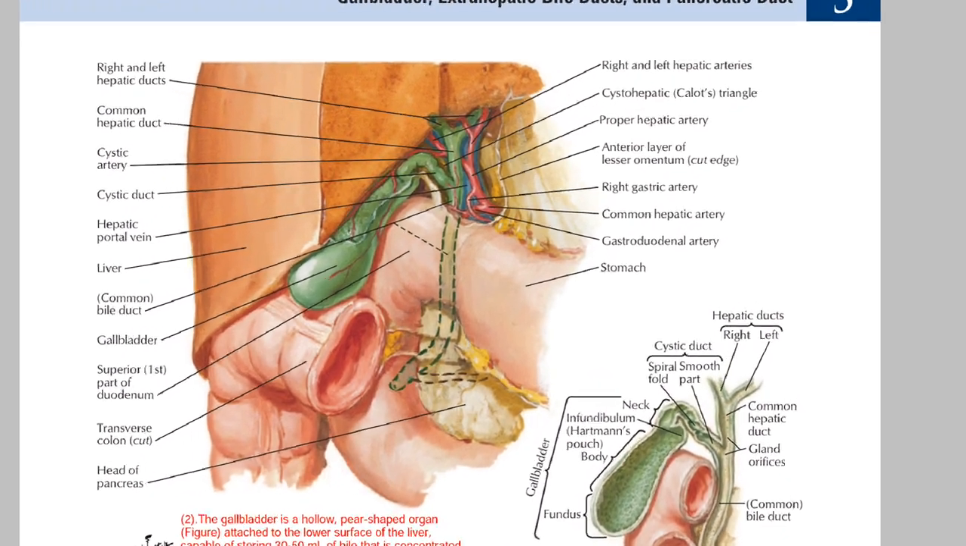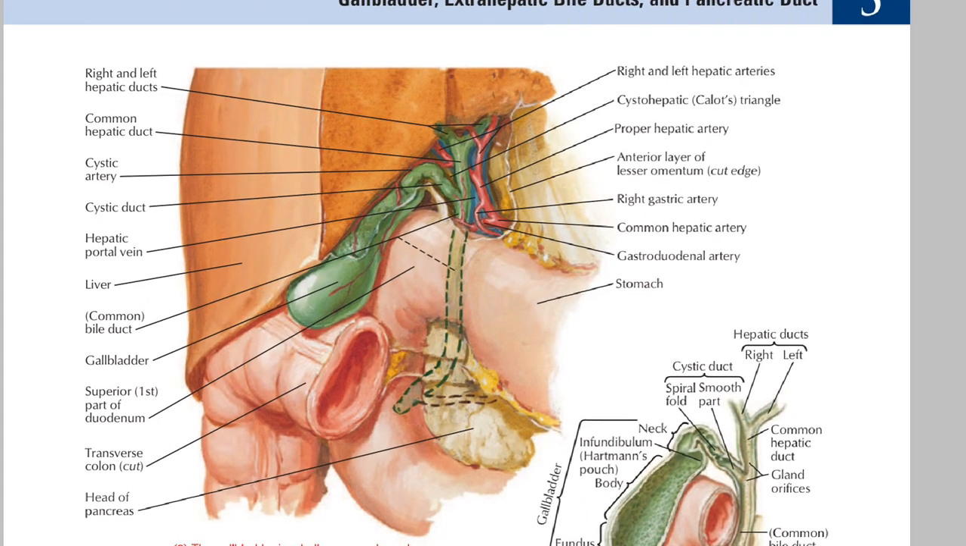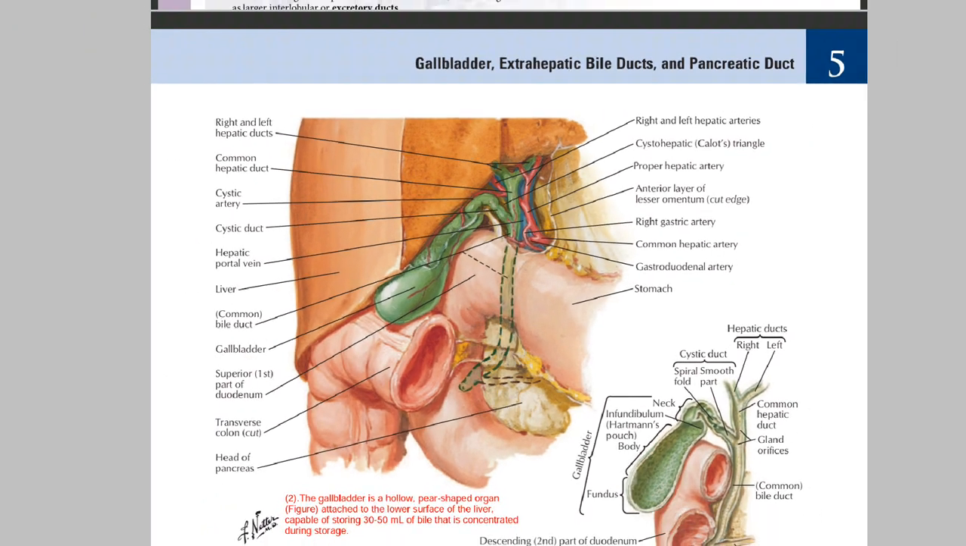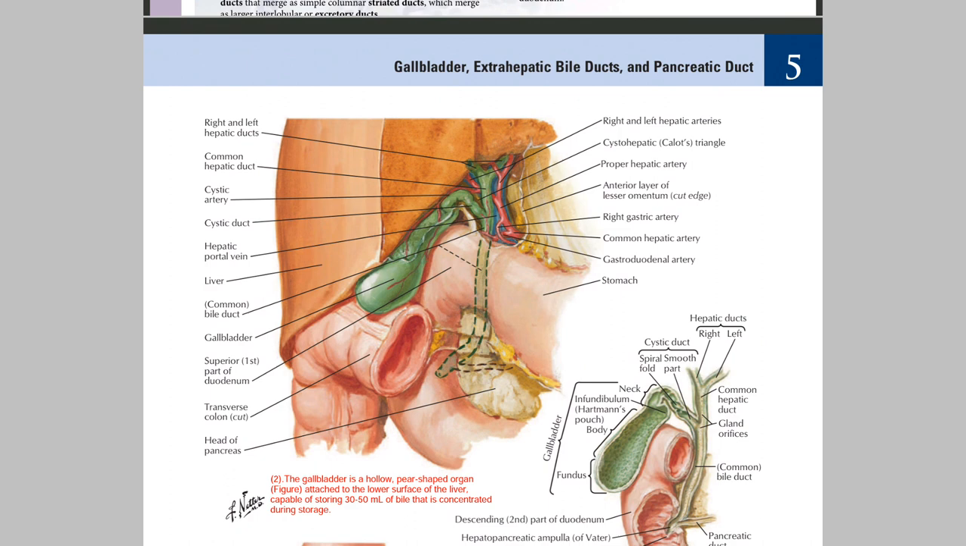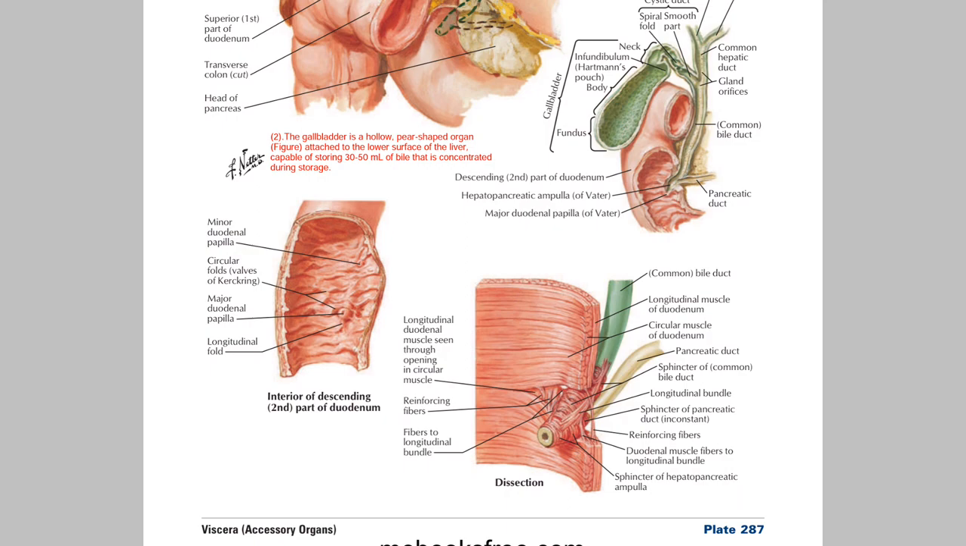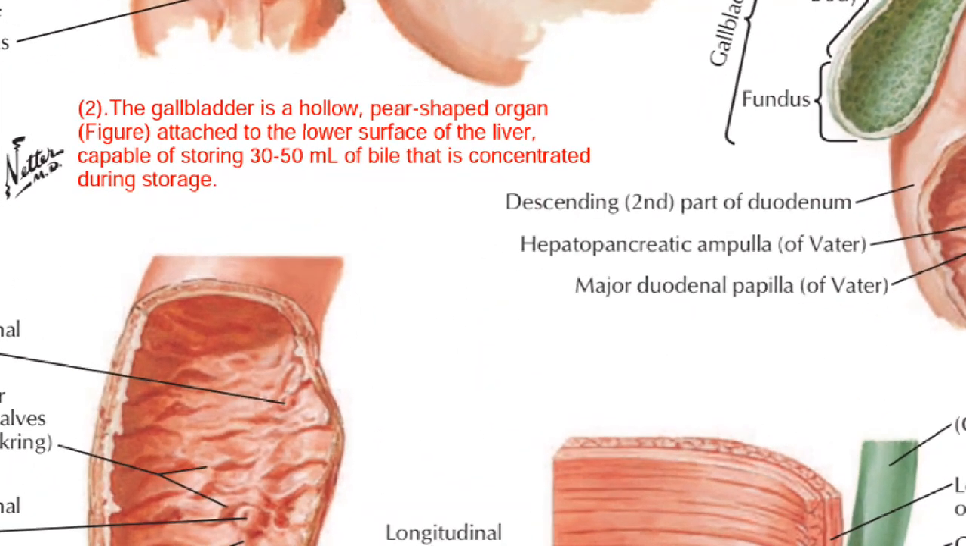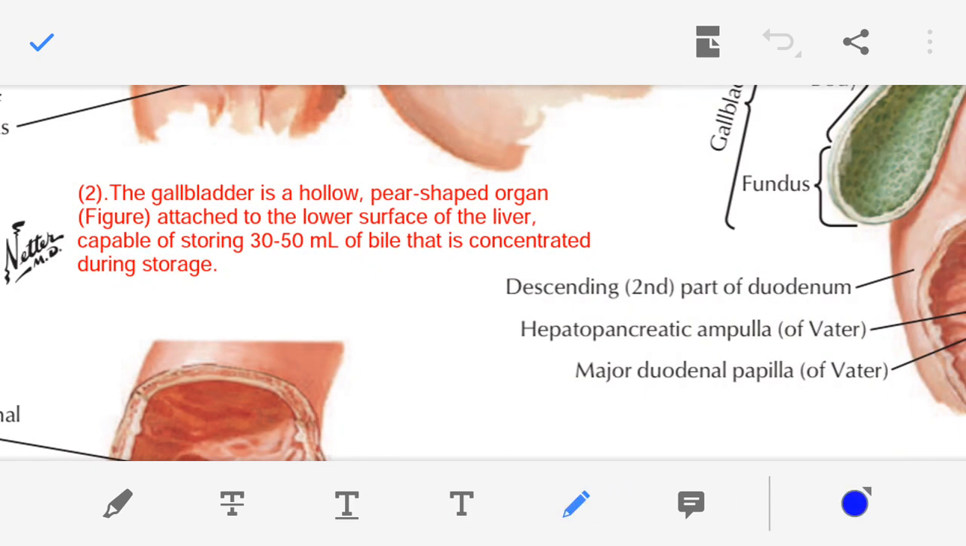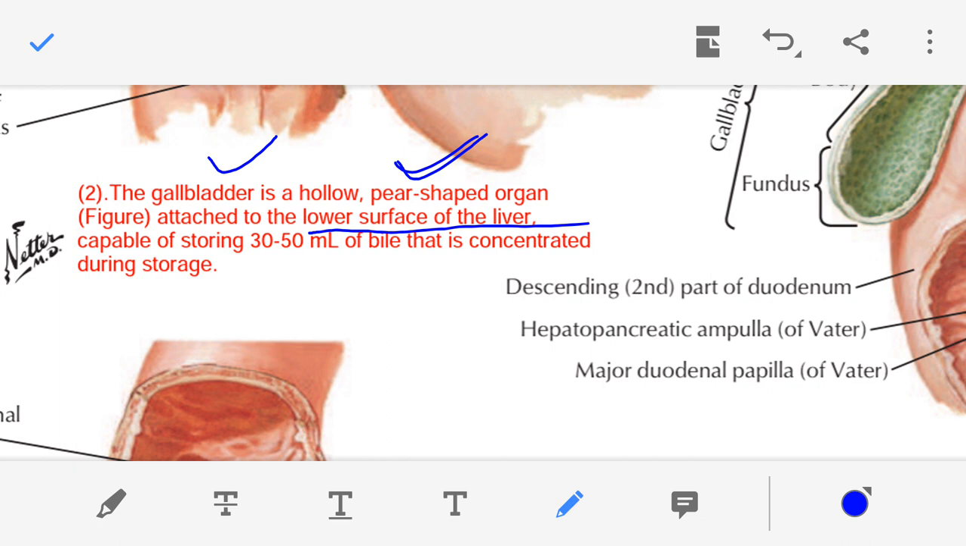The green color structure is the gallbladder. You observe the position of the gallbladder, where it is placed. So this is the second point. Gallbladder is a hollow, pear-shaped organ. We know pear is a green color fruit. The gallbladder is attached to the lower surface of the liver, and it is capable of storing 30 to 50 ml of bile.